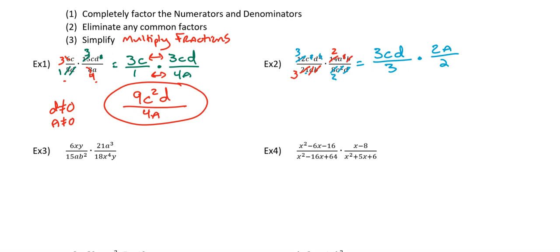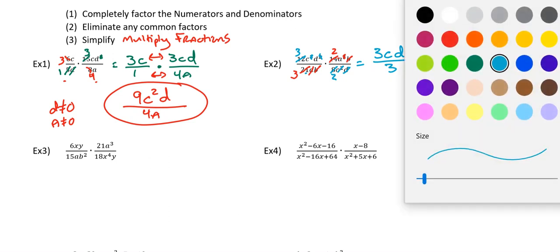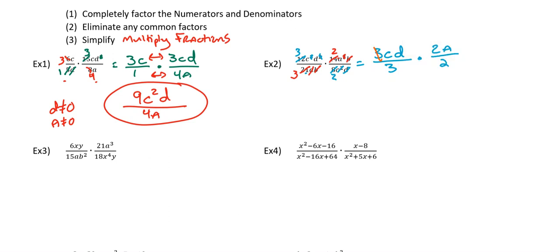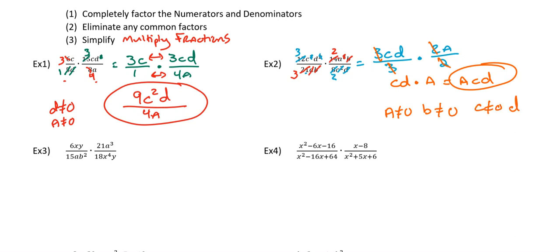Now I wasn't even paying attention. Didn't have to rewrite that. But these 3's could go as well, and these 2's can go. So essentially I have CD times A. So my answer is just ACD. We normally put them in alphabetical order. And again, don't forget what would be considered extraneous here. Can't really even see what I crossed out, but I think it's A is not equal to 0, B is not equal to 0, C is not equal to 0, and D is not equal to 0.